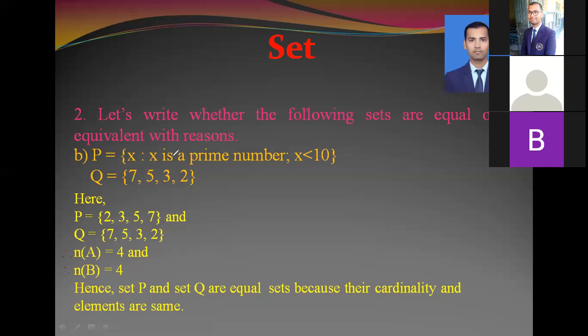While solving this, here we have P is equal to the prime numbers less than 10. Here we have 2, 3, 5, 7. 2, 3, 5, 7 are the prime numbers which are less than 10.